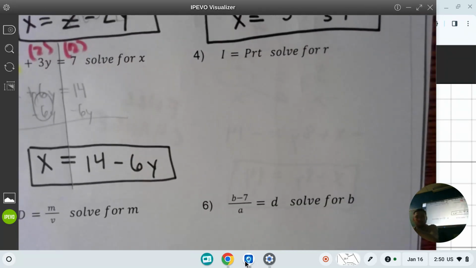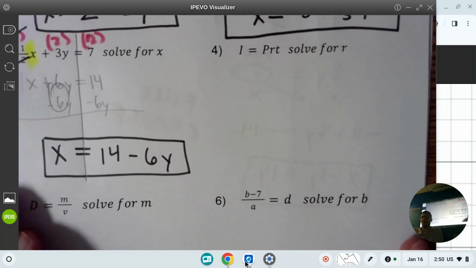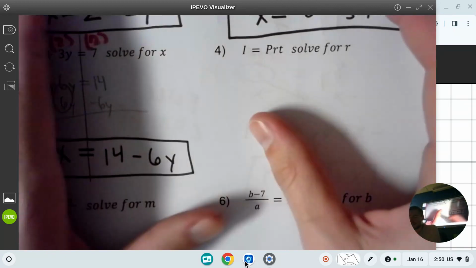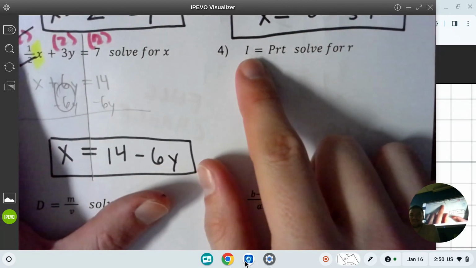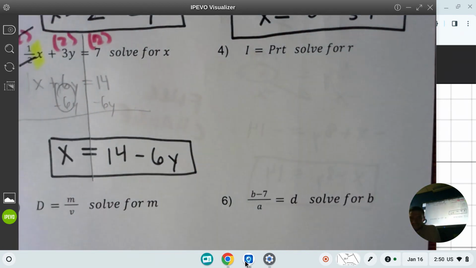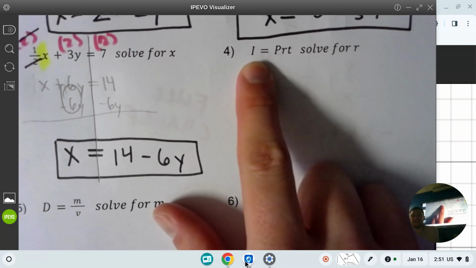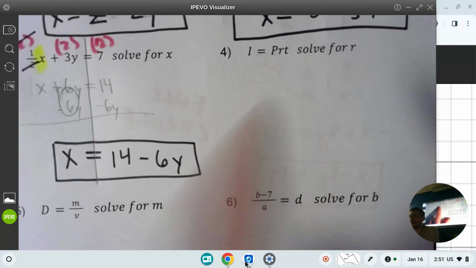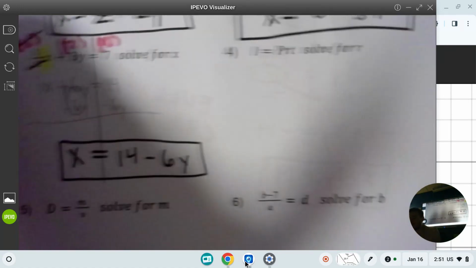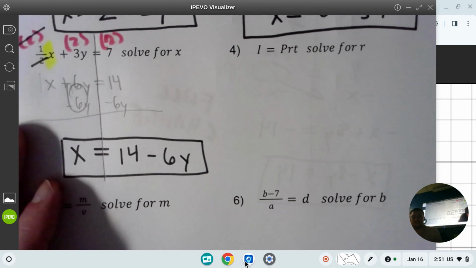All right, number 4. We're cruising. We're going. Quiet, please. We literally have 3 questions left. These are the last notes for the whole semester. Number 4 is all letters, but that doesn't make it harder. We just got to move the letters and we'll be done.